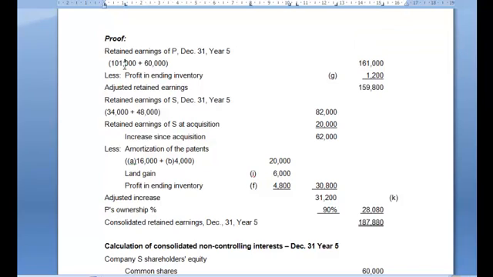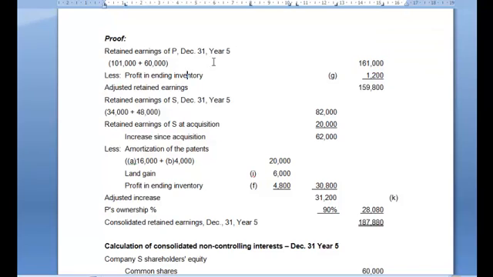How did we get it? Well, if you look back at the question, we had retained earnings at the end of year 5, which included the opening balance of retained earnings at the beginning of the year. And then they deducted any dividends that were charged during the year. All we're doing here is adding in the income during year 5 that wasn't in there in the question. So we're going to get 161.